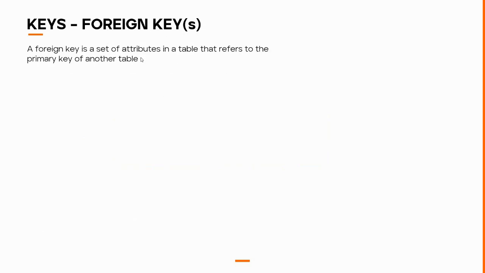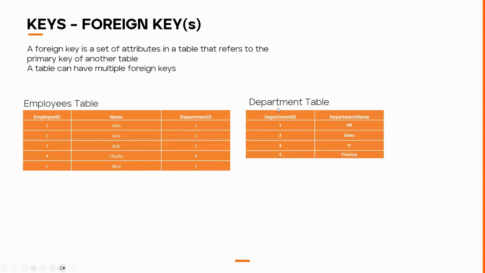It's an attribute, or a set of attributes, I mean columns, in one table that refers to the primary key of another table. Let me explain that to you. Let's say we have an employees table and a department table. We have department ID. This is the primary key of the department table, right? They are unique and not duplicated. So 1, 2, 3, 4, and they are not null. So each department is identified by their number. Then this is a primary key.